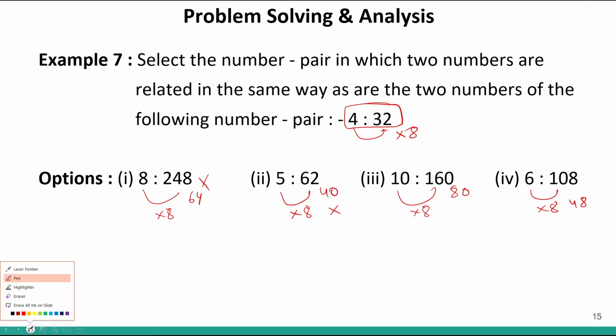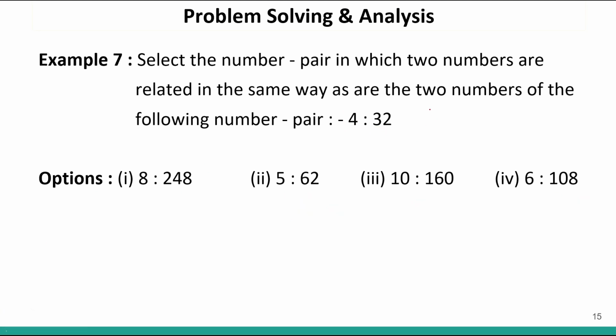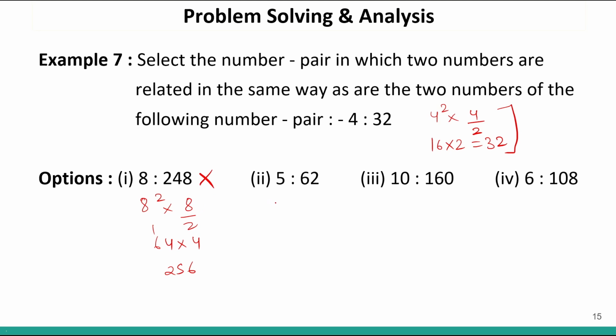So let us check. If I write 4 square into 4 by 2, this will be 16 into 2. This will give me 32. Correct? This is one logic. So let us check. 8 square into 8 by 2. So 64 into 4. This will give me 256. So incorrect. Now, similarly 5 square into 5 by 2. Again, this will give me the answer in decimal, 0.5. So this is incorrect.